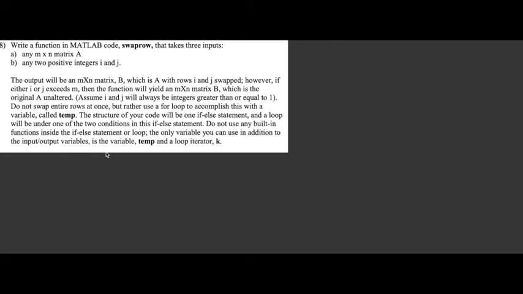Question number 8 is going to ask us to have an input matrix A, and I and J are going to reference certain rows. So if I is equal to 1, it's going to reference row 1, and if J is equal to 2, it's going to reference row 2, and we want to swap these rows and then make this into B. So the first thing you've got to do is write out our function.